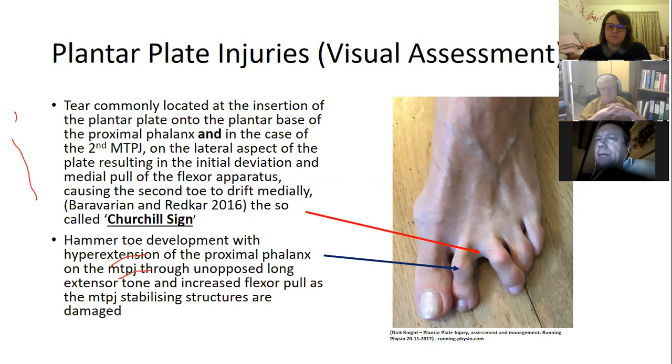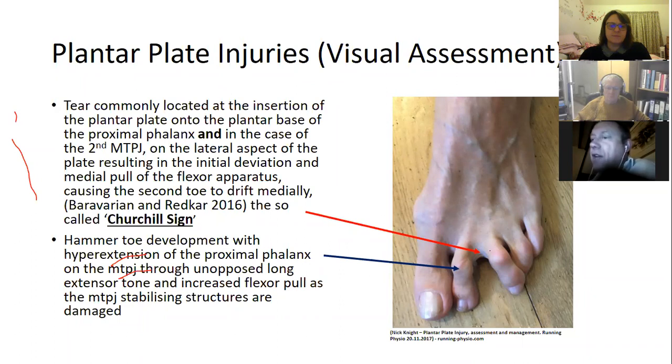And generally, when there is a tear, often the tear is on the lateral aspect of the plate. So the medial side gets a stronger pull with a still attached plantar fascia. So when you're standing and your met heads are bearing weight and that plantar fascia is being tensioned because those met heads are bearing weight, it gets a bigger pull on the medial side because the lateral side is torn, and it medially deviates. Hence why you get this medial drift and this Churchill sign. Okay, and Bavarian and Redcar show this.